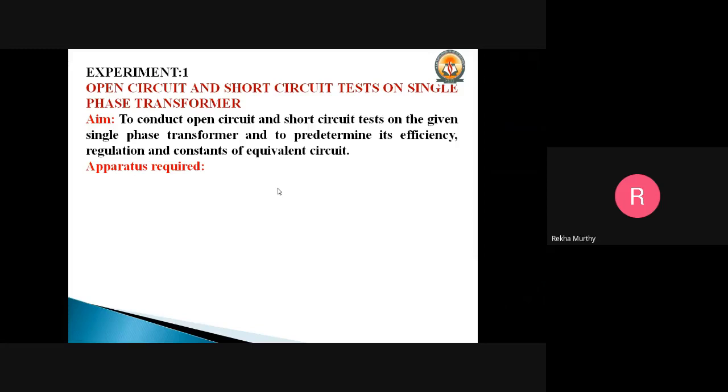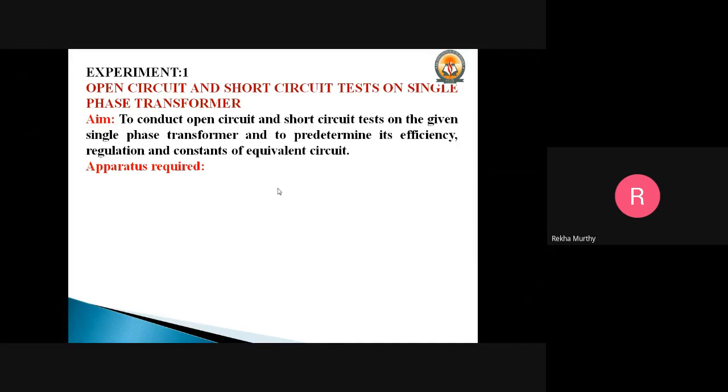So that is why the primary side we are keeping as the HV, the high voltage side, and the secondary side, that is LV, will be kept open. The short circuit test is also called the impedance test. Here, the purpose of this test is to determine the full load copper losses and the equivalent resistance and equivalent reactance, which is referred to the primary side or the metering side.